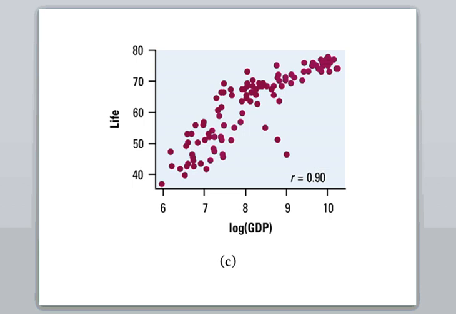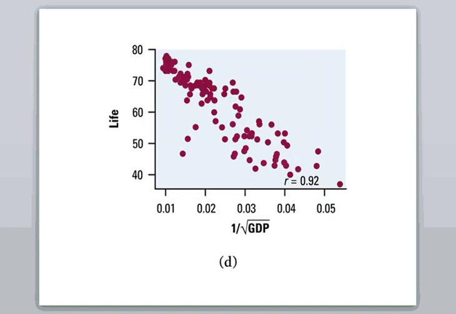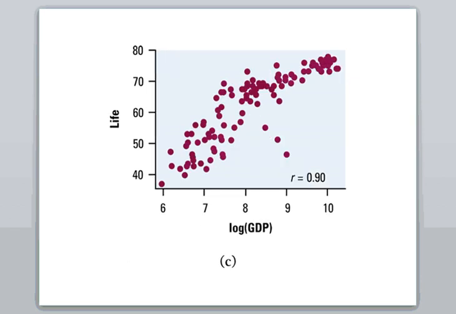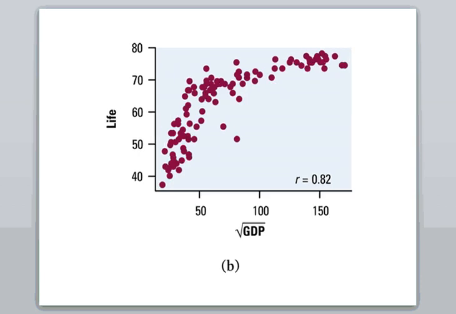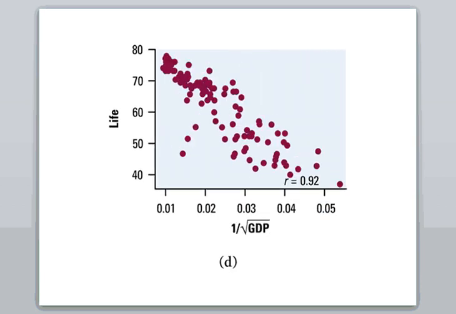But let's log the response. Sorry, we have 1 over the square root of our explanatory variable, which makes it even stronger. Now, the reason why I'm showing you these different things in the process is that when it comes to transforming data, there's not a set rule. You transform data in however way you need to transform the data.